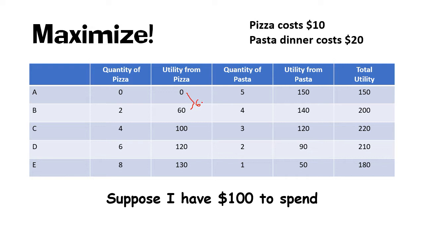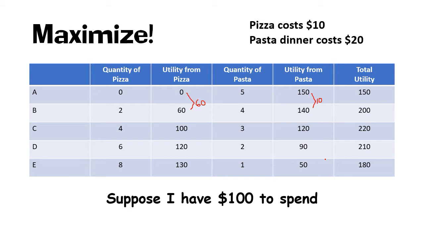The marginal utility from those pizzas is 60. I gave up 10 utils from eating less pasta. Am I better off? Well, yeah, I got 60 and gave up 10. Definitely better off, right?